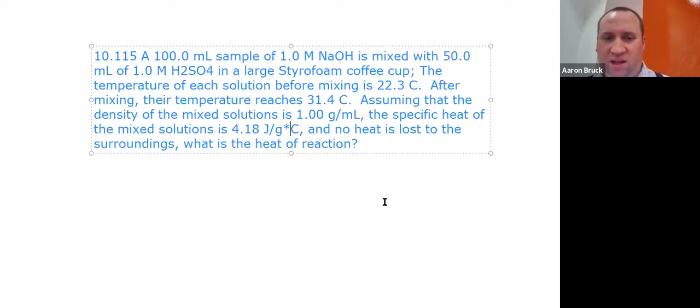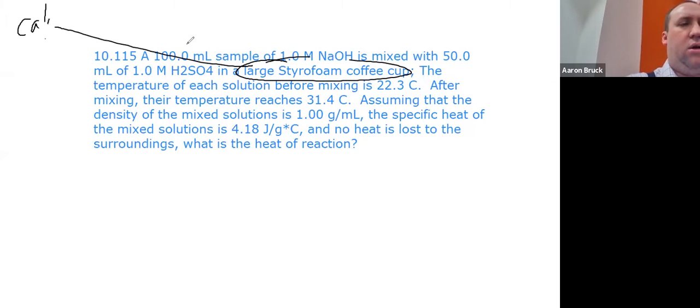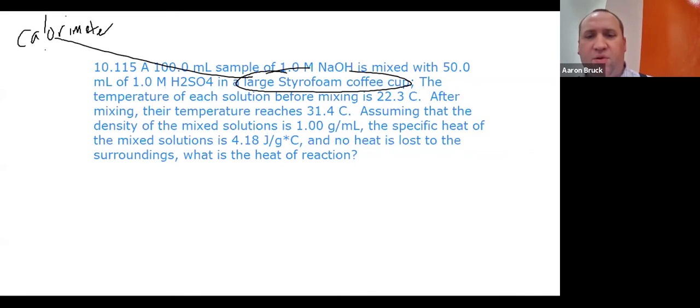Now, the purpose of telling us that particular detail, the large styrofoam coffee cup, is that it is acting as our calorimeter. All right, the temperature of each solution before mixing is 22.3 degrees Celsius. After mixing, their temperature reaches 31.4 degrees Celsius. Assuming that the density of the mixed solutions is 1 gram per milliliter, the specific heat of the mixed solutions is 4.18 joules per gram degree Celsius, and no heat is lost to the surroundings. What is the heat of reaction?